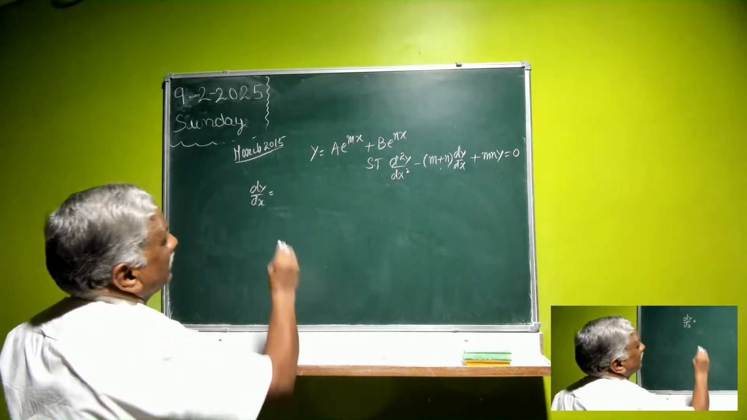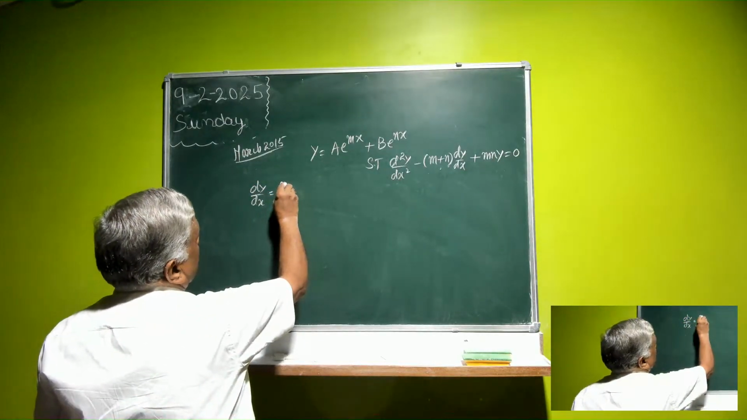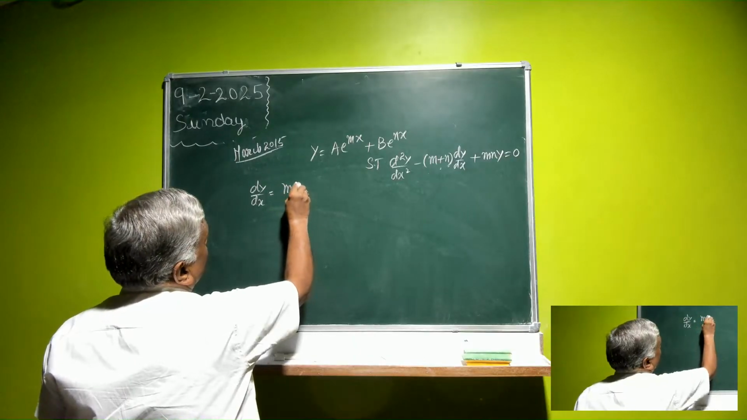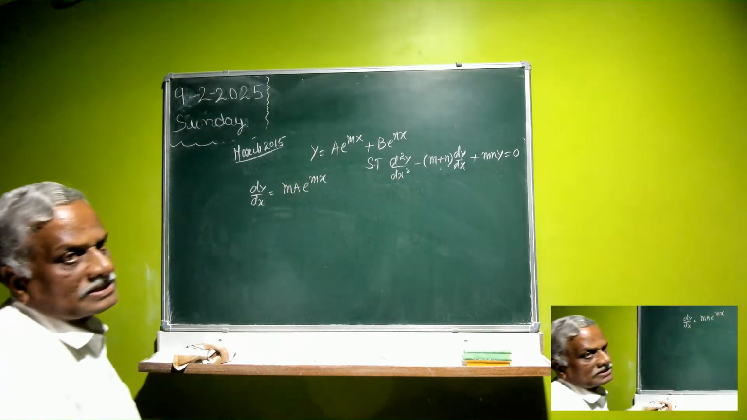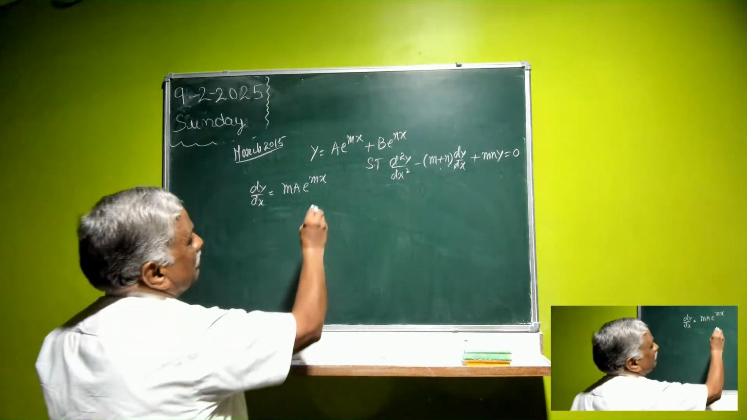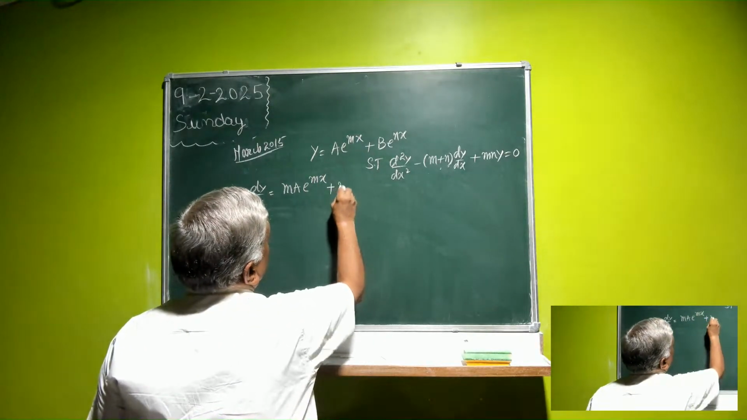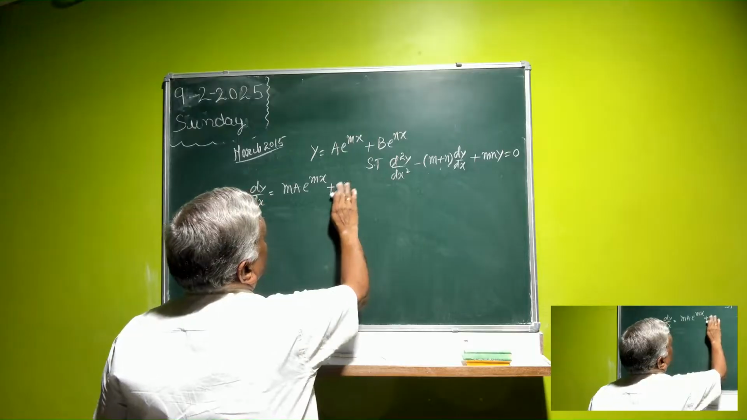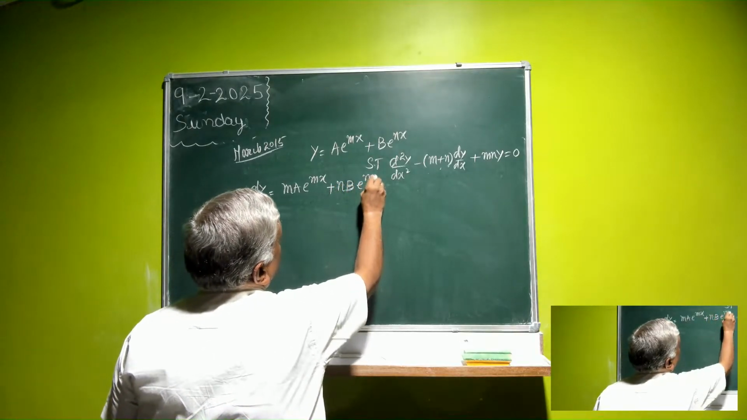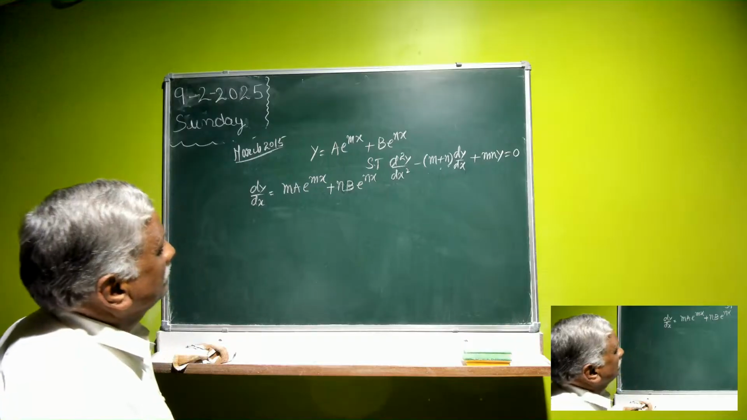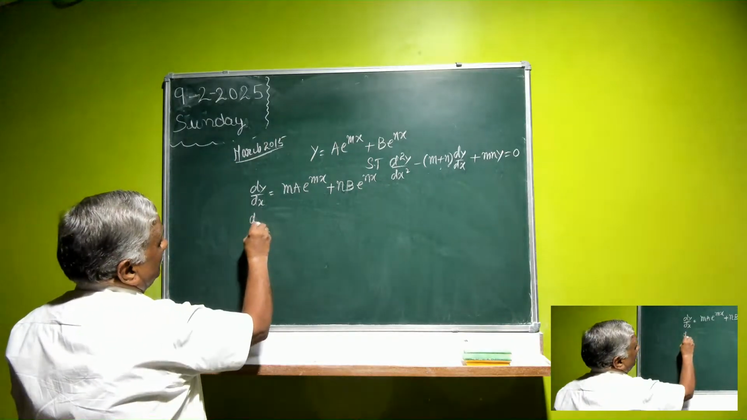A is a constant, so it is m a e to the power of mx because a is a constant. Similarly, b is a constant, so n b e to the power of nx. Now we differentiate the second time.